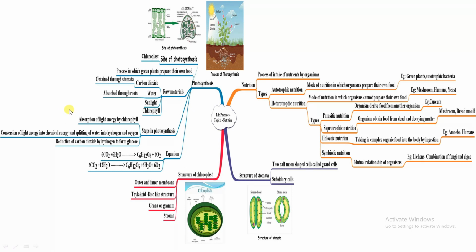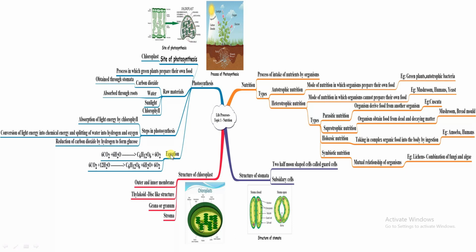Now there are three major steps in photosynthesis. The first step is absorption of light energy by chlorophyll. Second step is conversion of light energy into chemical energy and splitting up of water into hydrogen and oxygen. Third step is reduction of carbon dioxide by hydrogen to form glucose.